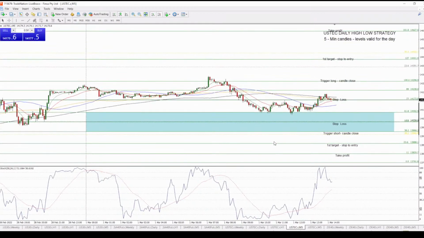Take a look at the daily high-low. Also, currently we're trading just above that 77 level. That is a level of support. Trend is up, 8 above 21, above 50. Next trigger for long, only above the 100. First target 127, final target 161.8 for the take profit.